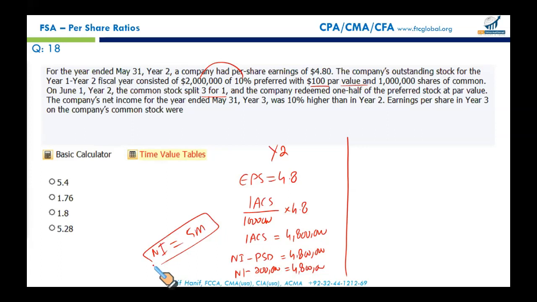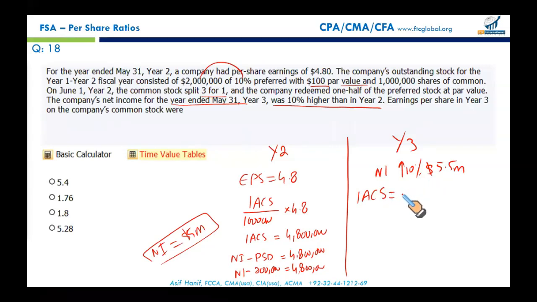That's the starting point. It says your net income for year 3 was 10% higher than year 2. So for year 3, your net income is 10% higher than last year. 5 million was the net income last year. It's going to go up by 10%, which means $5.5 million is your net income in the current period. Right now, this is interesting. I have to calculate EPS. For that, I first need to find out the income available to common stockholders. Remember, income available to common stockholders in year 3 starts from the net income, which is 5.5 million.